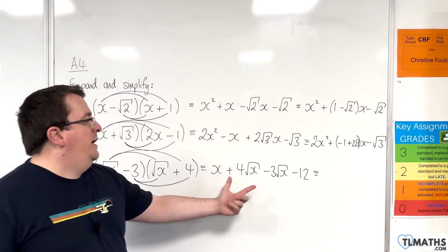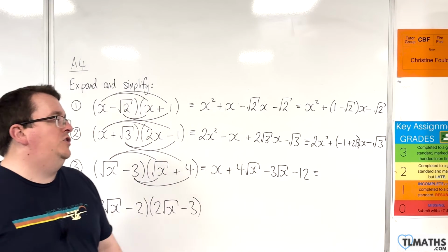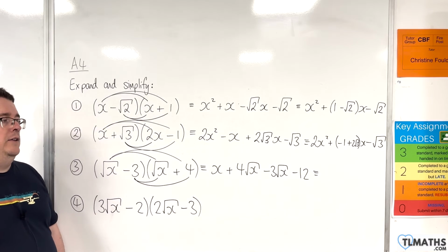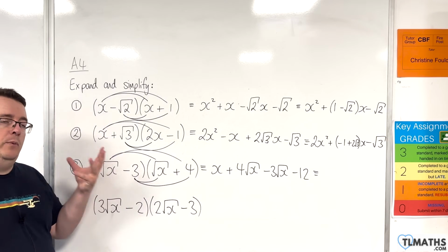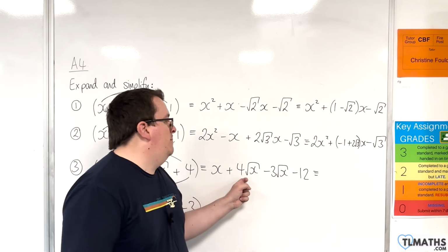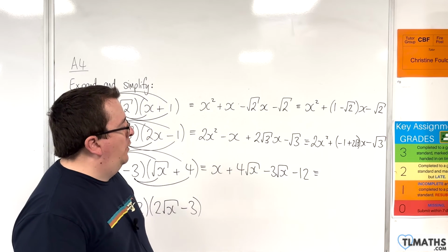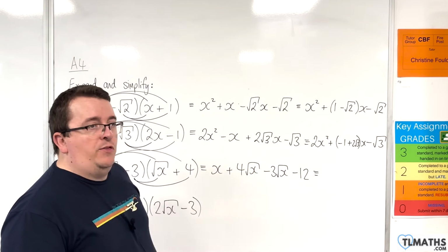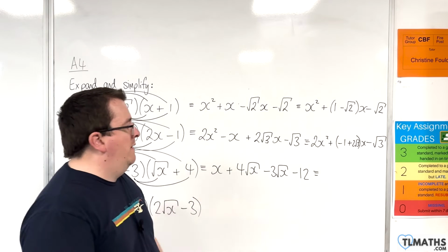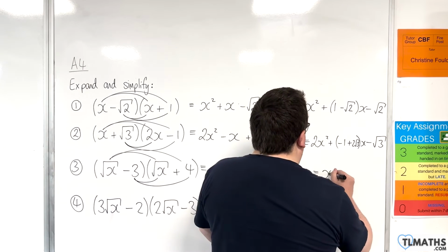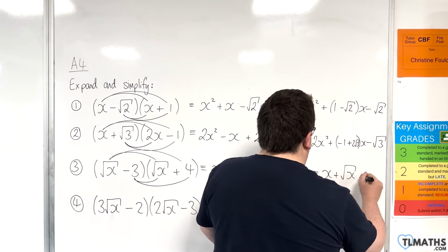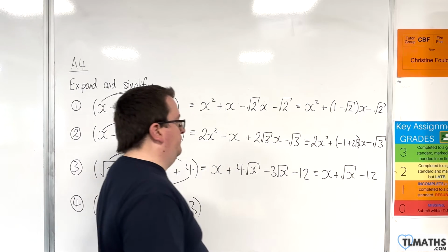Now, in the middle here, we don't want to factorize that. We just want to write that as one term, because we can collect the like terms. They both have root x involved. So we've got 4 root x take away 3 root x, which means we've got 1 root x left over. So x plus root x, and we've got the minus 12.